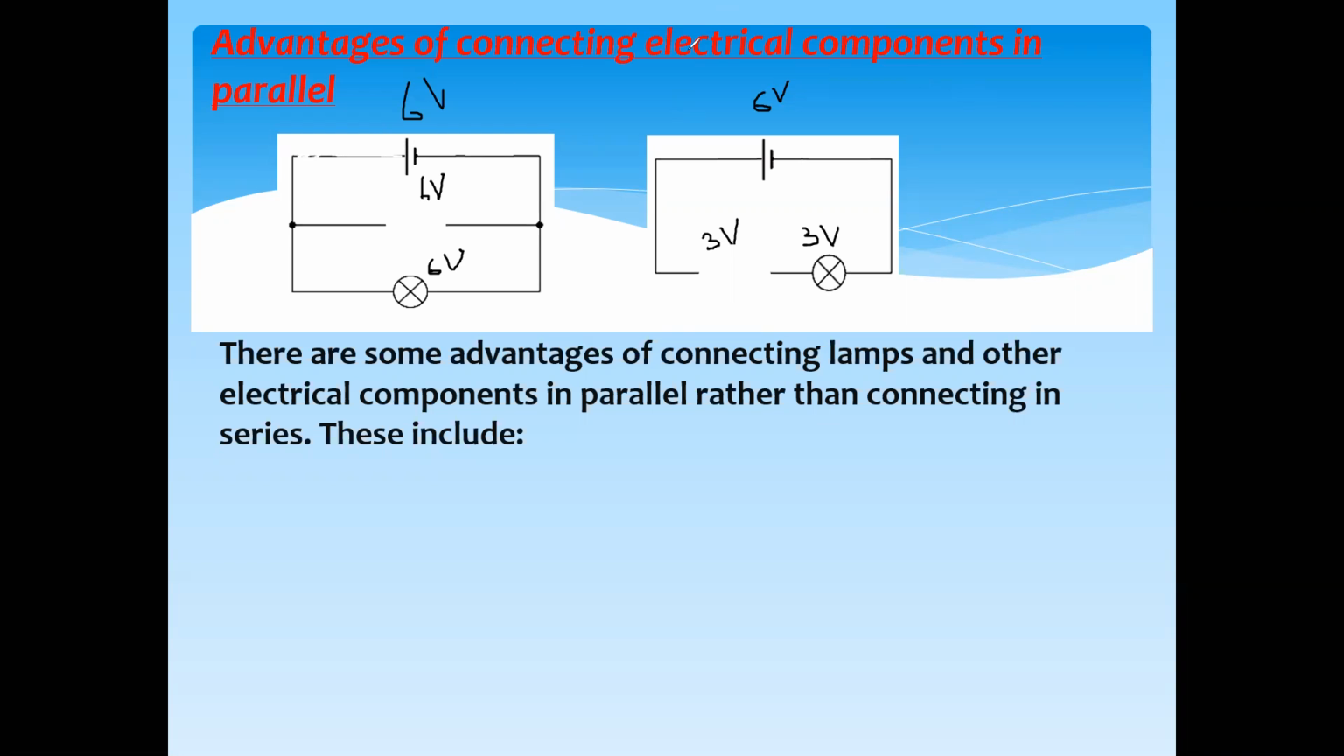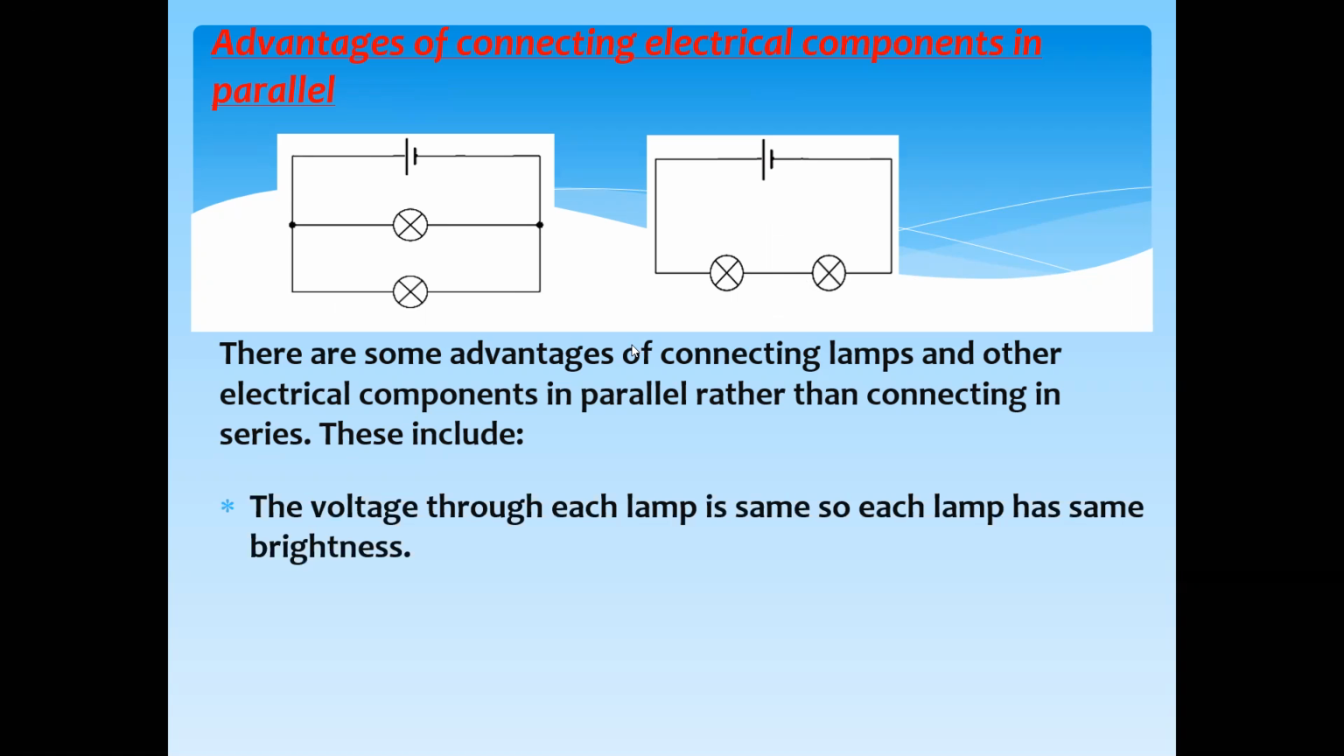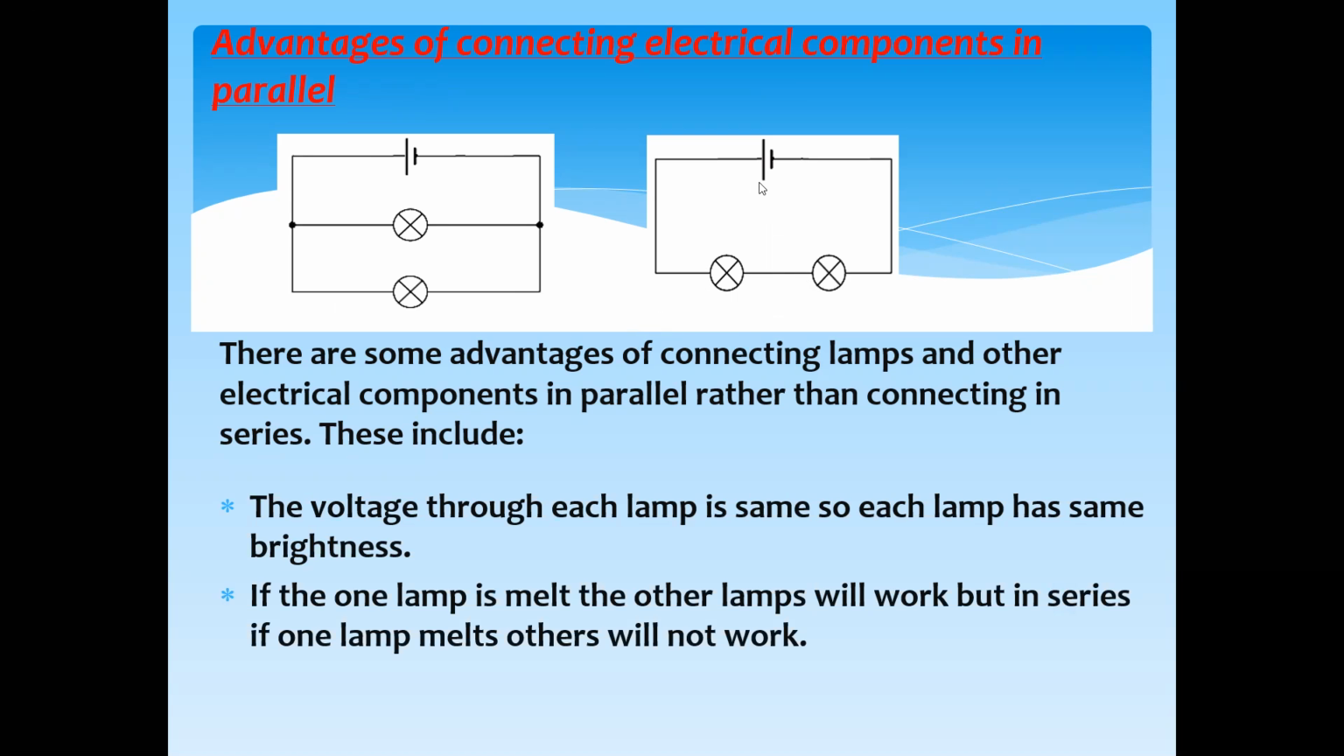So the charges can flow through this passage. But here, because there is a block and no complete circuit, charges will not come out from the battery. So the components work independently and they receive the same voltage. Is it clear? This is the same thing written. Voltage through each lamp is the same, so each lamp has the same brightness. If one lamp melts, the other lamps will still work, but in series, if one lamp melts, the others will not work.